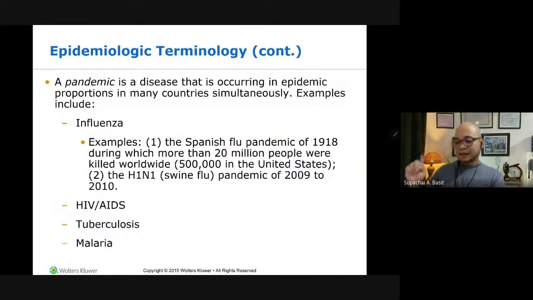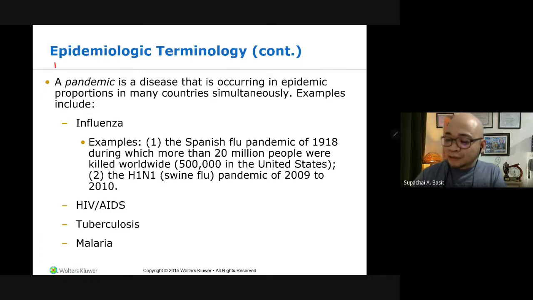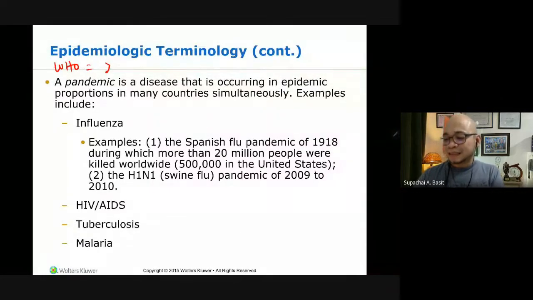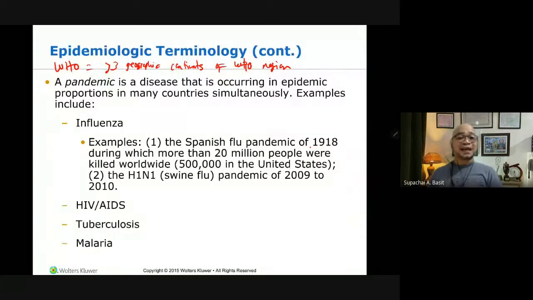Okay. Now, pandemic is a disease that is occurring in epidemic proportion in many countries simultaneously. In fact, the World Health Organization defines it that if the disease is present in more than 3 geographic continents of WHO region, then it is already considered as a pandemic.